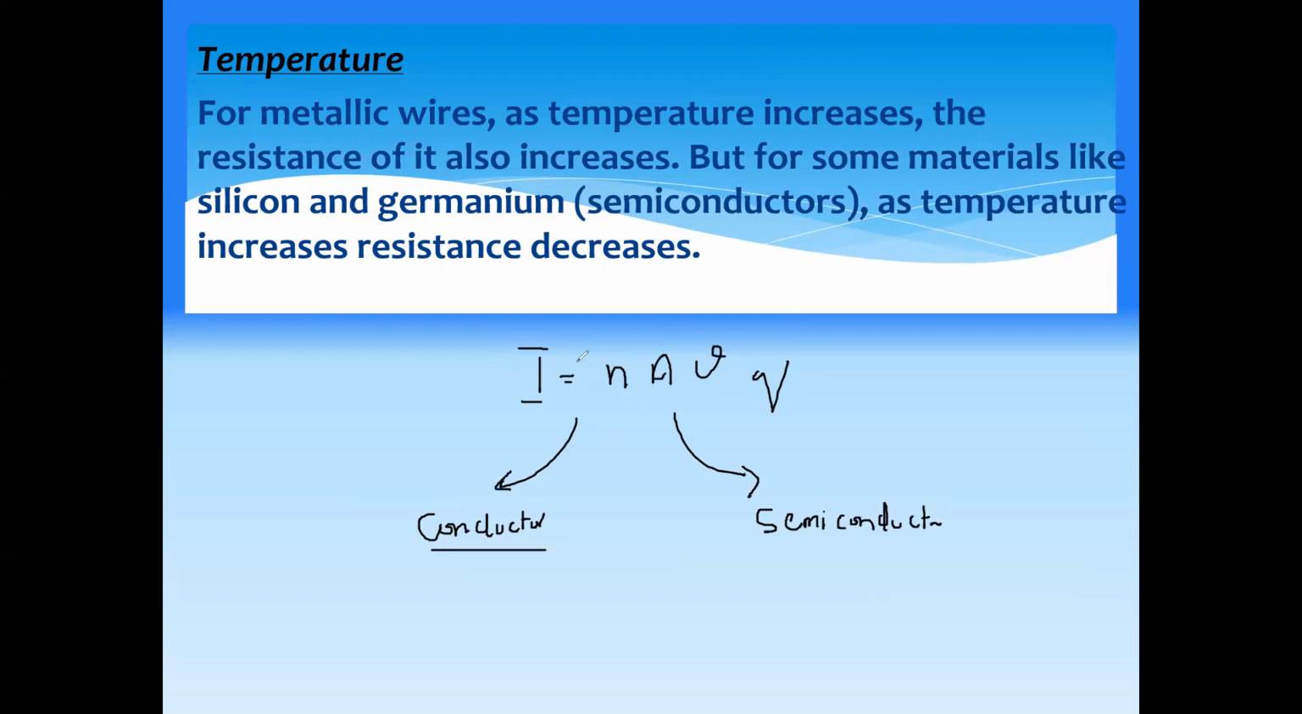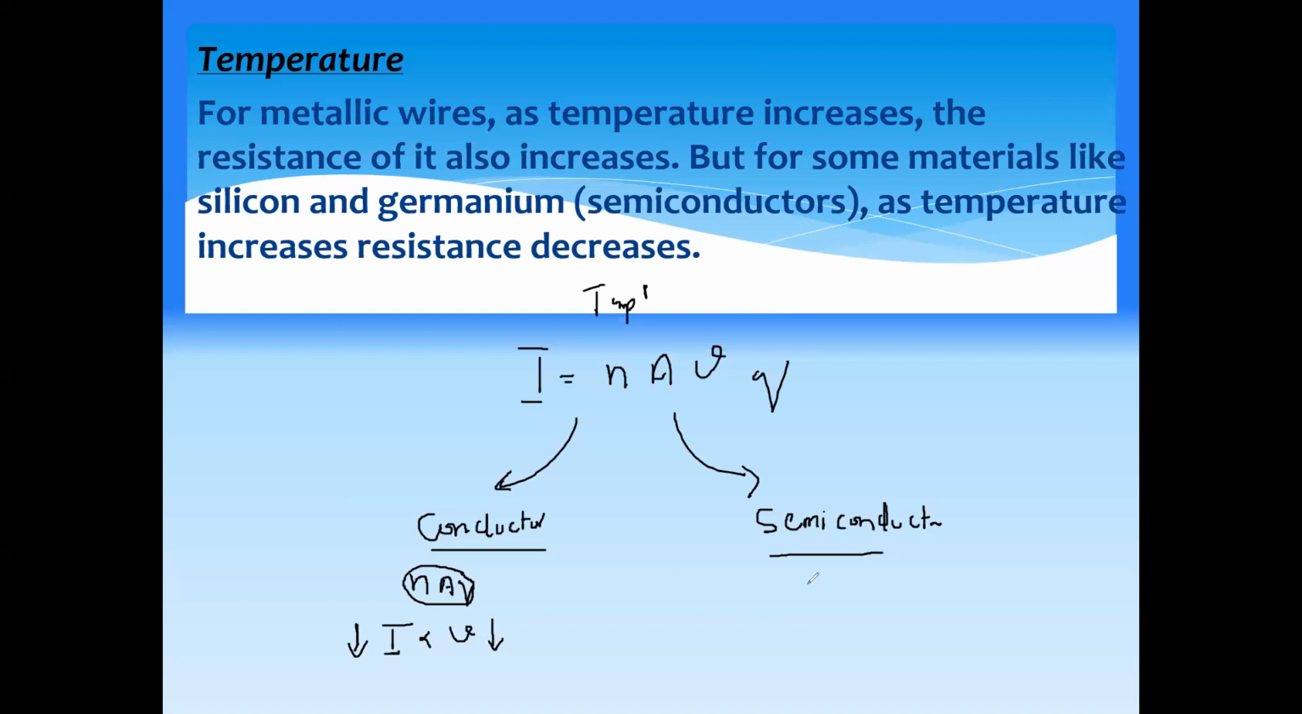For conductors, I equals nAvq. n is constant, A is constant, q is constant. It means the current is directly proportional to drift speed. When the temperature rises, the increase in temperature will reduce the drift speed. As the drift speed decreases, charges will have more collisions and lose more energy, so the flow is reduced. So current will decrease. That's why the resistance increases.